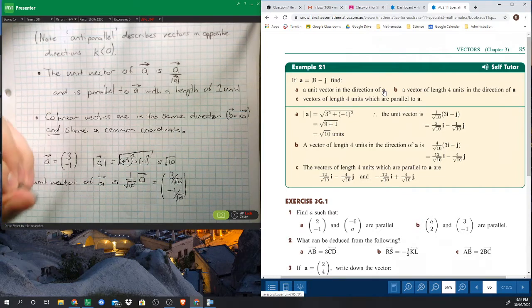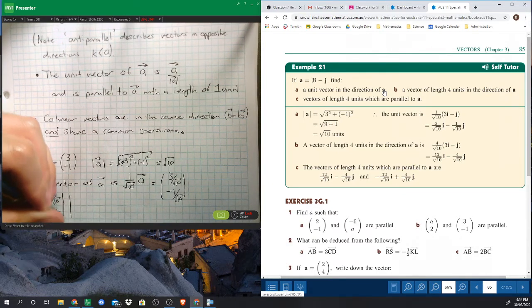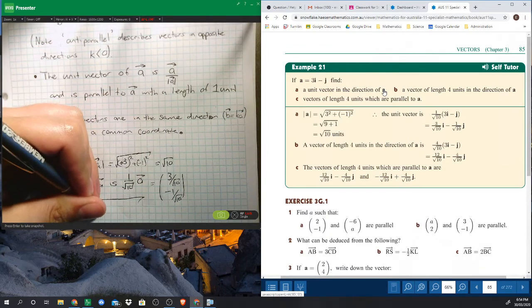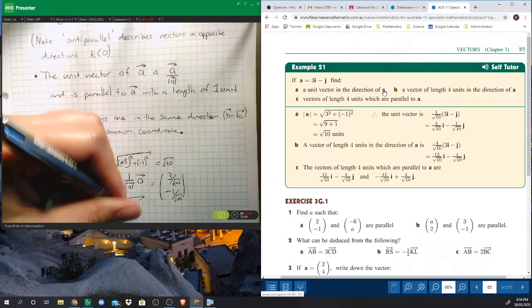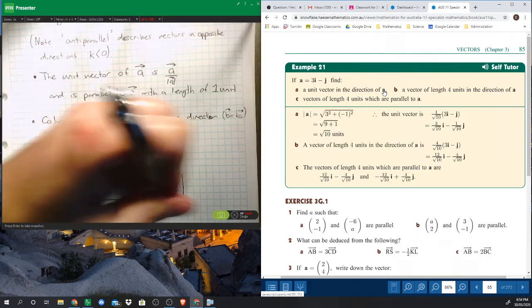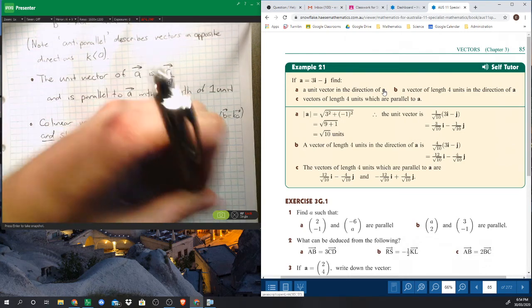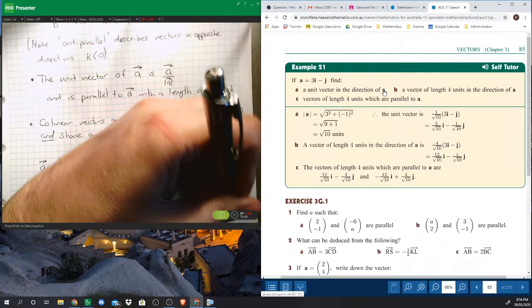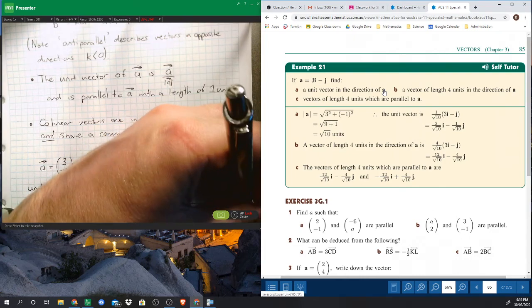All right, so if I took the modulus of this, 3 on root 10 and minus 1 on root 10, what would that do? You square 3 over root 10 and add it to the square of minus 1 over root 10. What would that do? Well, let's have a look. 3 squared is 9, so 9 on 10 plus 1 on 10 equals 10 on 10. And that's 1. The square root of 1 is still 1.